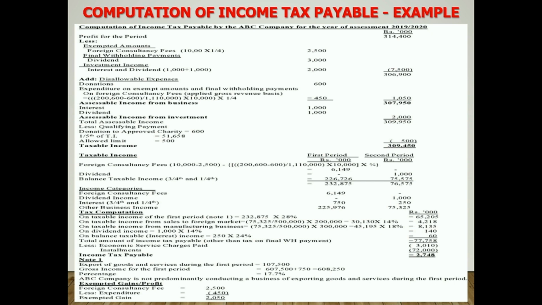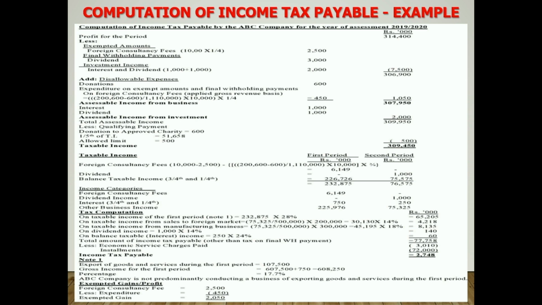Even though the company is an exporter, it did not predominantly conduct an exporting business. According to the calculation given at the bottom of this page, you can see that their export percentage is approximately 18%. Hence, the applicable income tax rate is 28% for the first period, to the entire taxable income.